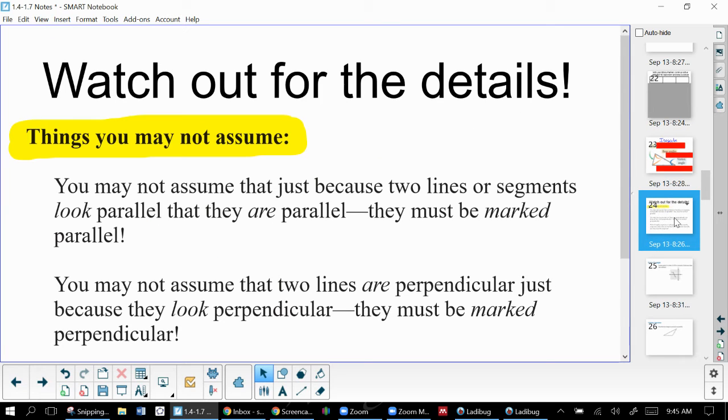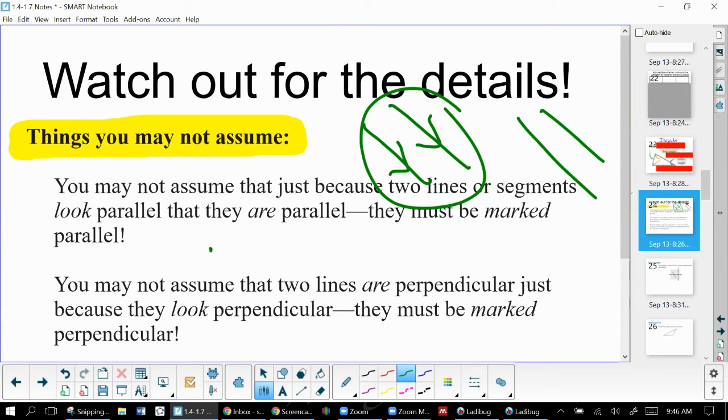Before we jump into too much more, just a couple of things that your book really wants to point out here. These are some things that when you're looking at a picture, you absolutely cannot assume are true. So if you see 2 lines or line segments or rays or anything like that that look parallel, they're not unless they're marked parallel. They have to have those little arrow marks. Unless they have these little marks, they're not parallel. So those are parallel, those not parallel, without the marks.